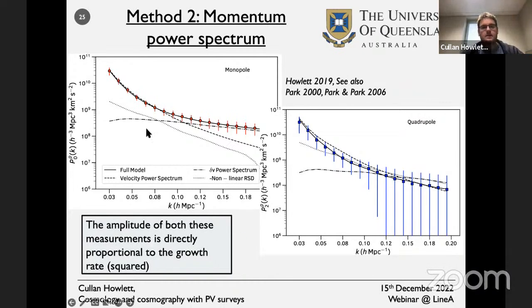But the key aspect is that the actual amplitude of both of these, so really just the y-axis scale here, is directly proportional to the growth rate, or at least the growth rate squared. And so it's almost possible to read off the growth rate from these graphs, and that makes them very, very powerful to constrain the growth rate of structure.